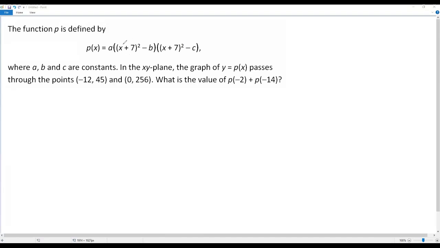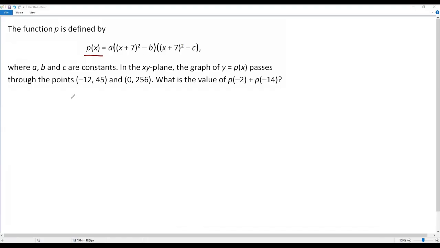The function p is defined by p of x equals a times (x + 7) squared minus b times (x + 7) squared minus c, where a, b and c are constants. In the xy plane, the graph of y equals p of x passes through the points (-12, 45) and (0, 256). What is the value of p of -2 plus p of -14? Okay, there is some information.